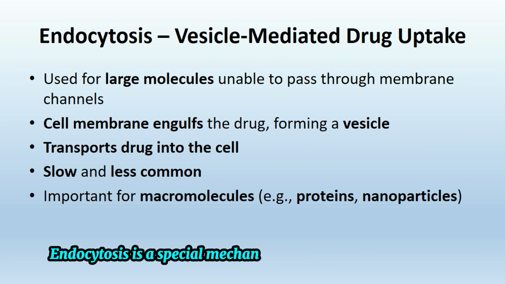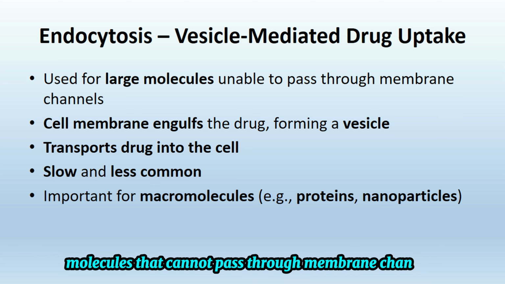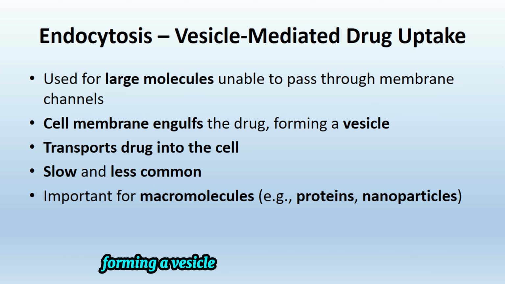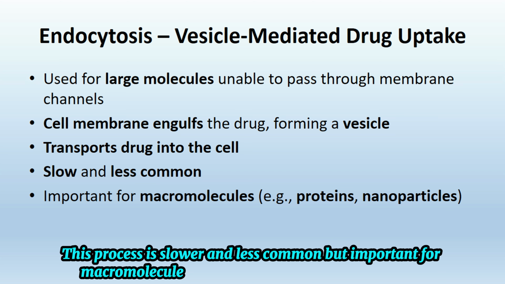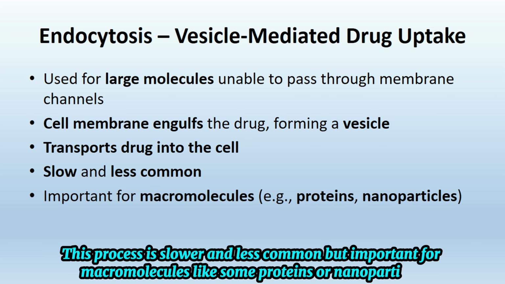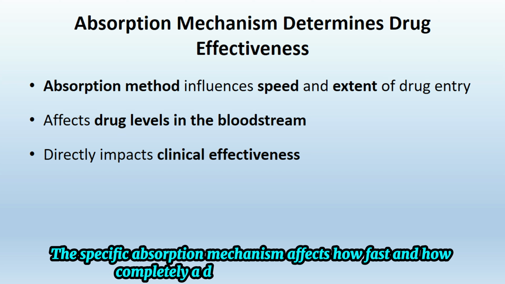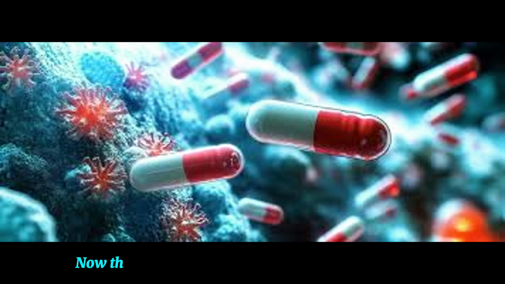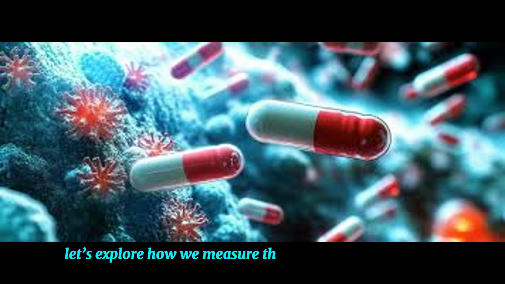Endocytosis is a special mechanism used for the absorption of large molecules that cannot pass through membrane channels. The cell membrane surrounds and engulfs the drug particle, forming a vesicle to transport it inside the cell. This process is slower and less common, but important for macromolecules like some proteins or nanoparticles. The specific absorption mechanism affects how fast and how completely a drug enters the bloodstream, which in turn impacts its clinical effect. Now that we understand how drugs cross membranes, let's explore how we measure the extent and rate of their absorption.